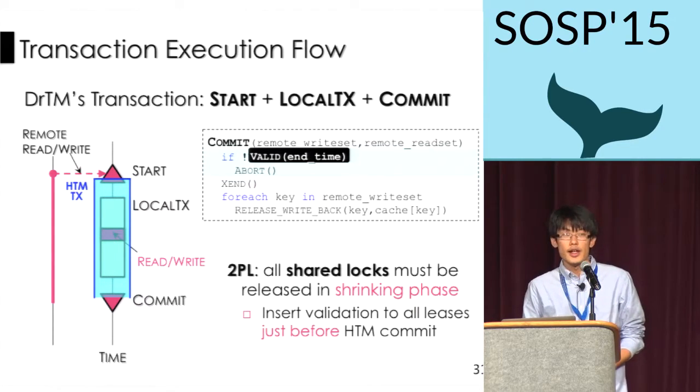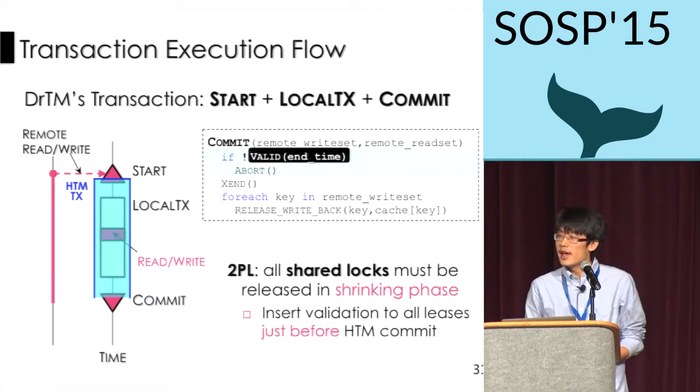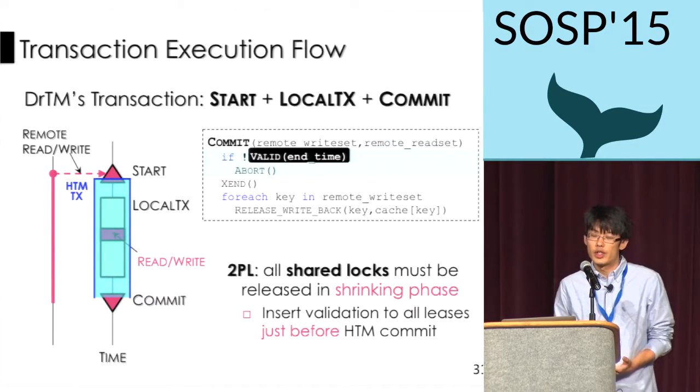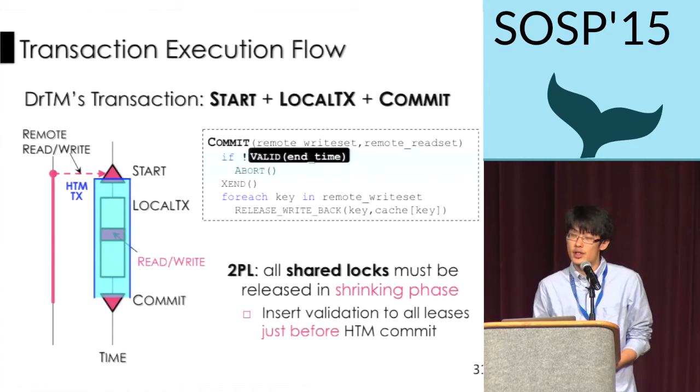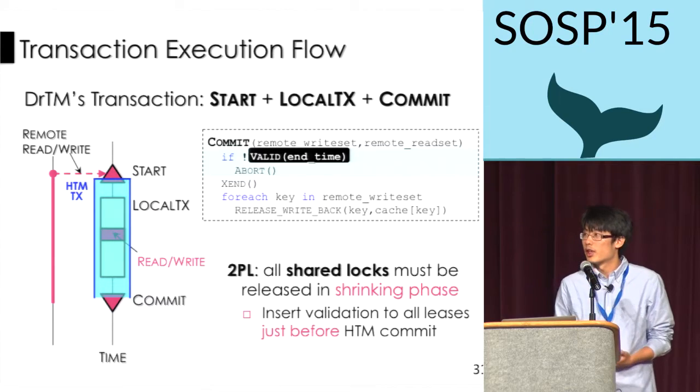So we insert an invalidation before we actually commit the transaction's result. Since we use the lease's end time to mark a lease, it is sufficient for us to check whether the minimal lease time acquired by this transaction is valid or not. And once this check passes, we can safely commit this transaction's result.